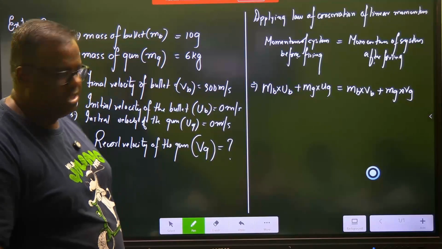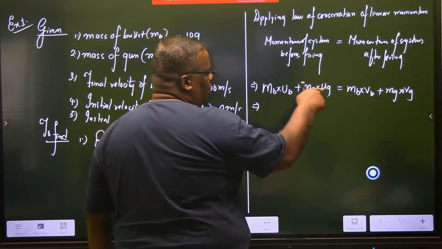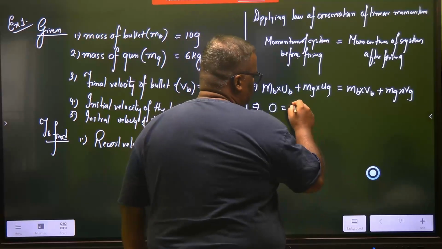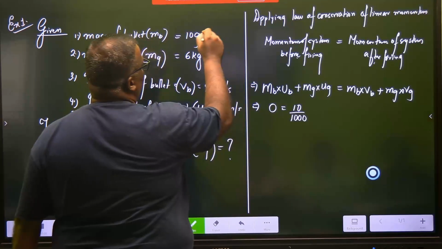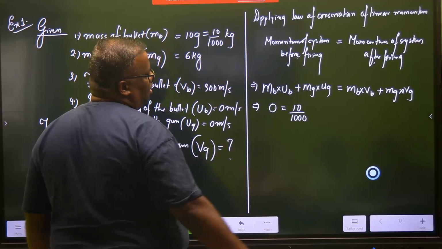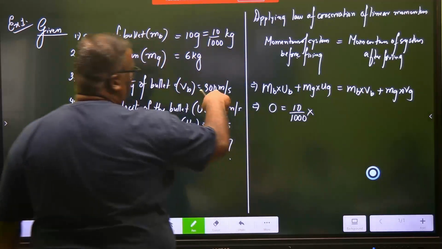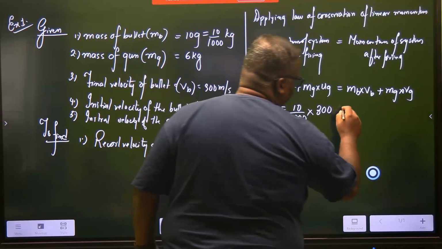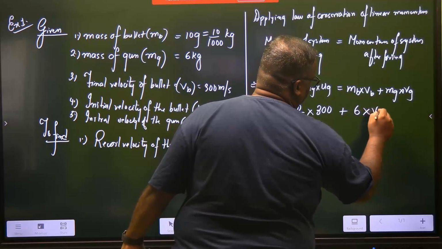Clear? Step by step. On this side, everything would be 0 because this is 0, this is 0, this is 0. Is equal to mass of the bullet. So the mass of the bullet is 10 divided by 1000. You can do this here also. 10 divided by 1000, then this comes in kg. Multiplied by final velocity of the bullet. The final velocity of the bullet is 300, plus mass of the gun, which is 6 kg, multiplied by Vg.